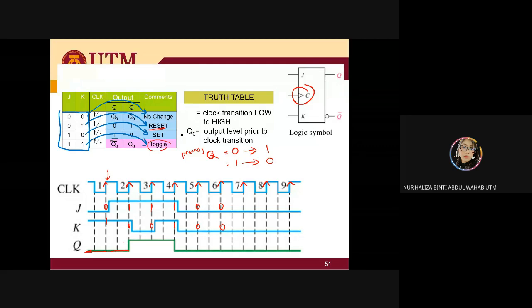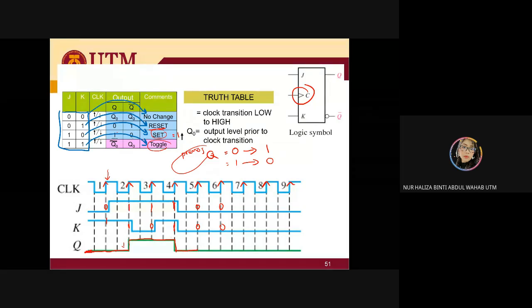So the previous one is what? 0. I toggle to 1 until I meet another clock. Another clock is 1, 0, which is set. Set means 1. So I continue until I meet another clock. Another clock is 1, 1. 1, 1 means toggle. So the previous is 1, I toggle to 0 until I meet another clock.